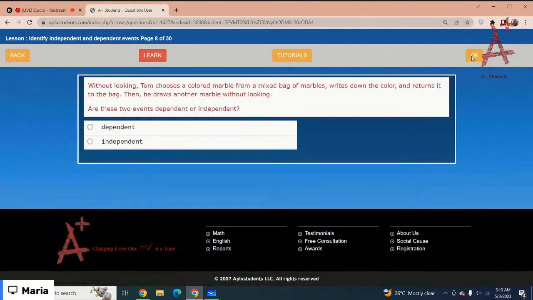Without looking, Tom chooses a colored marble from a fixed pack of marbles. He writes down the color and returns it to the bag. Then he draws another marble without looking. Are these two events dependent or independent? Which is the correct option? They are independent events because the first time he chooses a marble, then puts it back, and then chooses another one. So he has the same options as the first time. So it would be independent events.